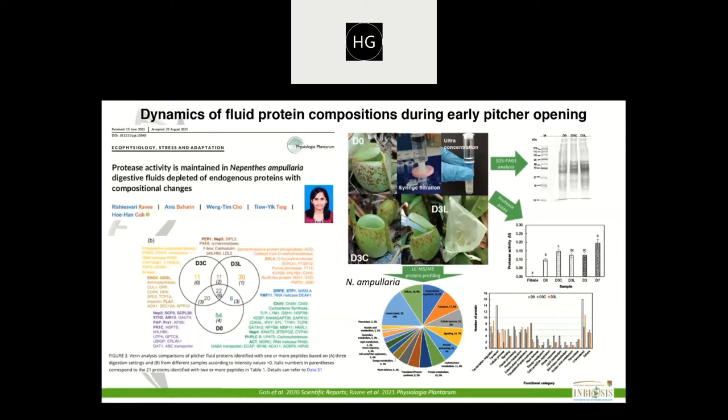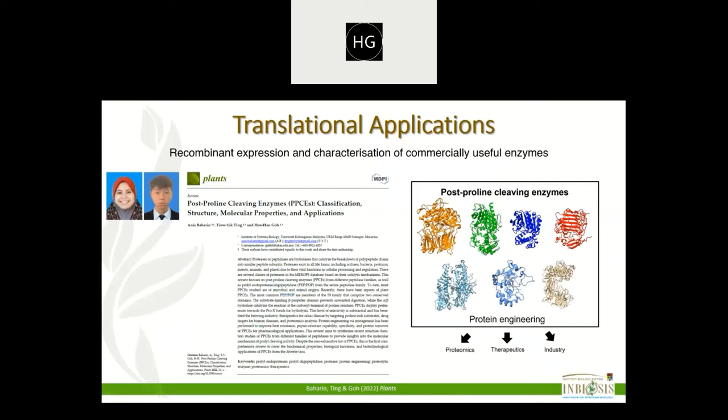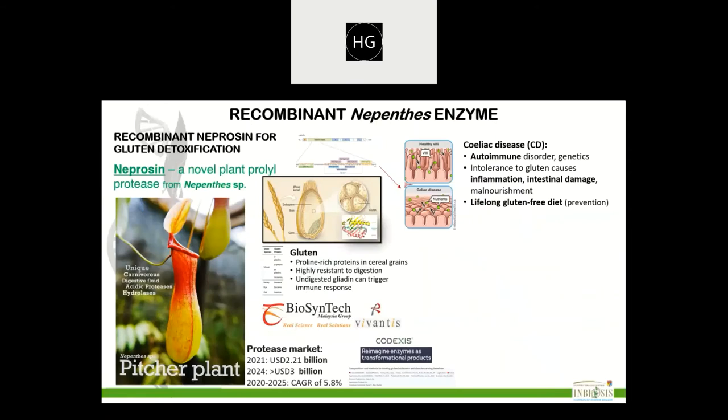So how we translate this in the application, we look at the enzyme. One of the nice enzymes that we are interested in is the post-proline cleaving enzyme. And nephrosin actually is that kind of enzyme, a new one that can help to detoxify gluten. Gluten contains this highly digestion-resistant gliadin.